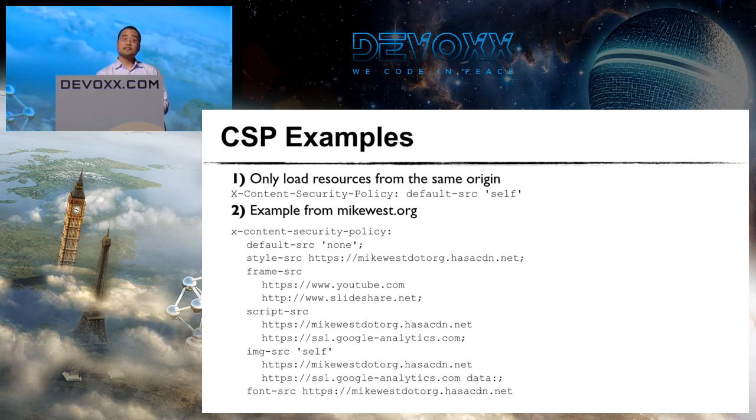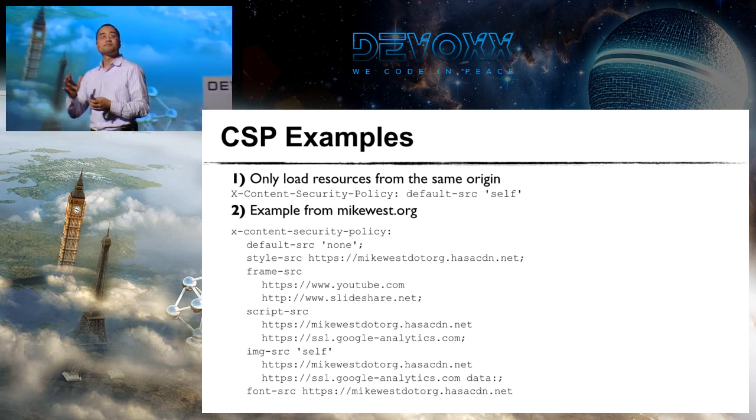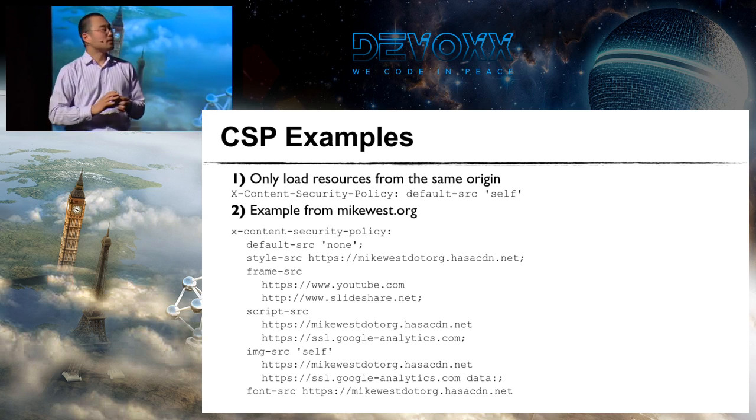Default source is none, so you're not trusting anything else. Style source coming from his CDN, his content delivery network. Framing, only from YouTube and SlideShare. And scripts, specifically, only from his CDN again, as well as from Google Analytics, right? Because he wants to see what's going on. Images from here, and fonts from this location down at the bottom, right? From his CDN as well. Does that make sense?